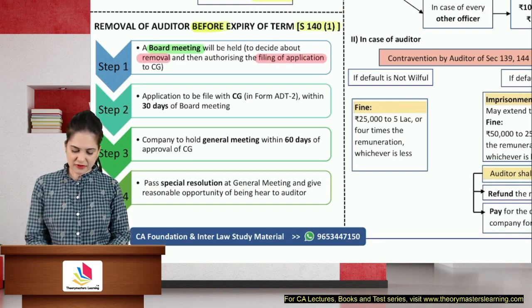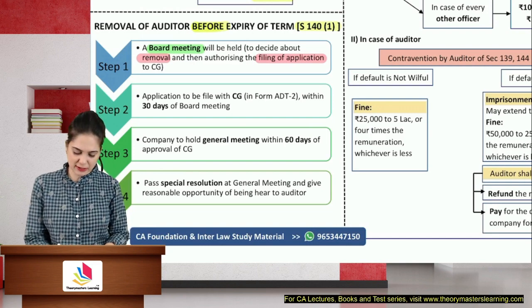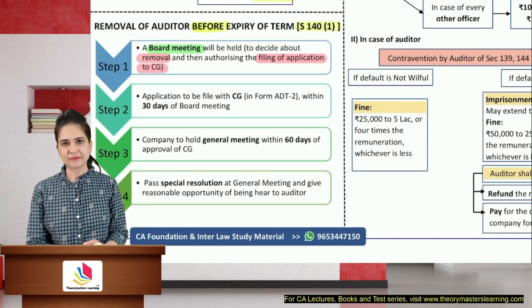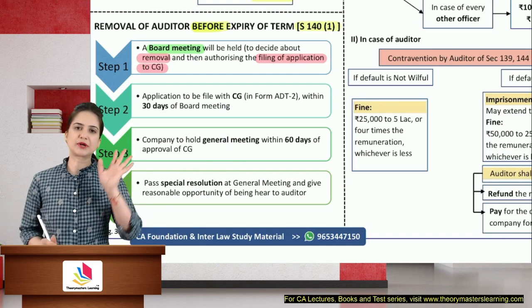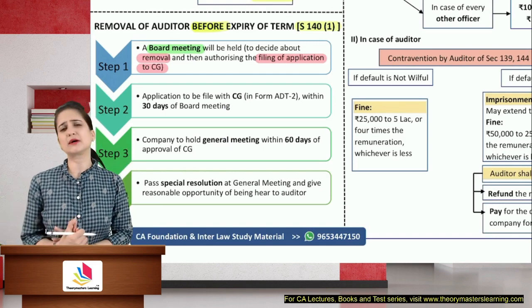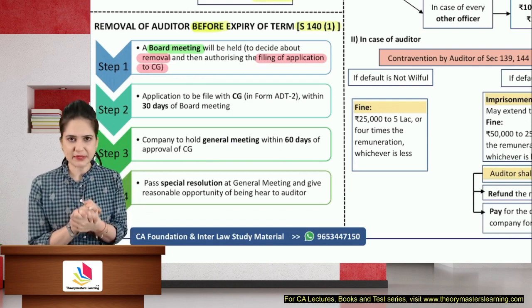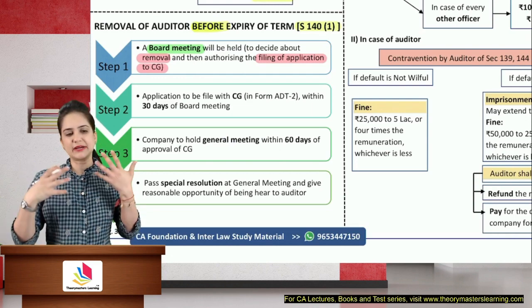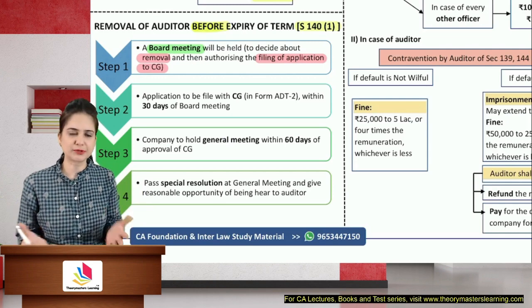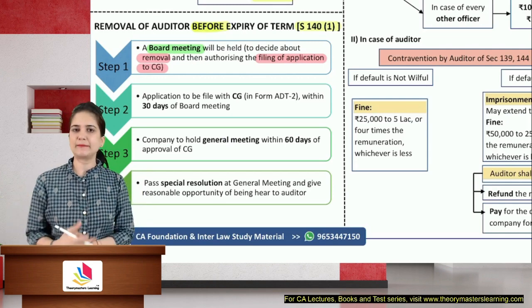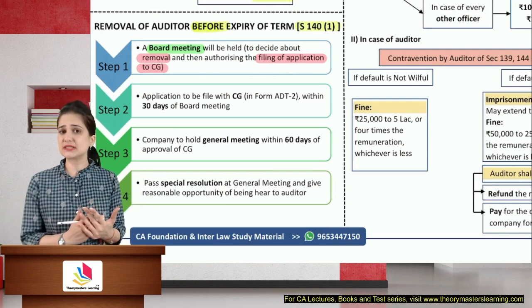authorizing the filing of an application to the central government. So you cannot just remove an auditor on your own. You have to obtain the approval of the central government. So the board will first convene a board meeting. There they will decide how to remove and why we should remove the auditor. They will file the application with the central government citing the reasons for removal.